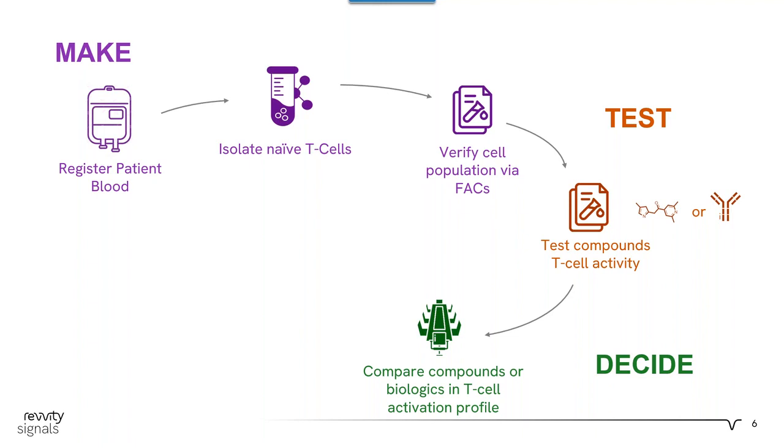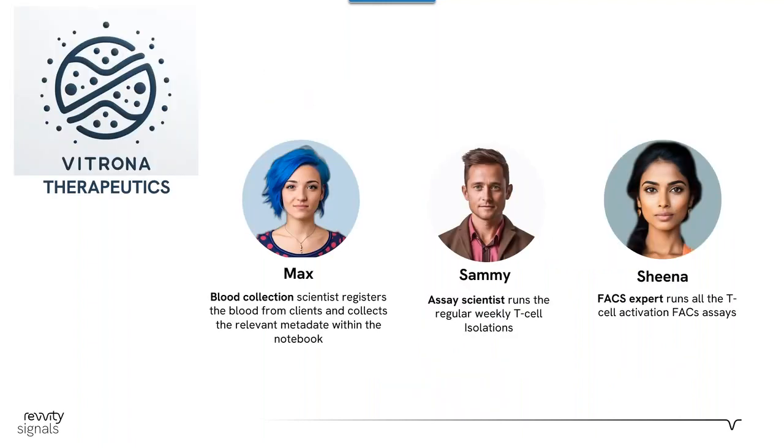So let's meet our made up or virtual example team. So here is the team working in a fake pharma. This pharma doesn't exist, just to be clear. Vitrona Therapeutics. There are 3 teams. So on the left, Max is the blood collection team who will basically take those clinical samples and do that. She'll then reach out to Sammy's team, the assay scientists, to run the T cell isolation and test that they're the right population, and then turn it over to Sheena's team to perform the drug candidate screening for activation profiling.